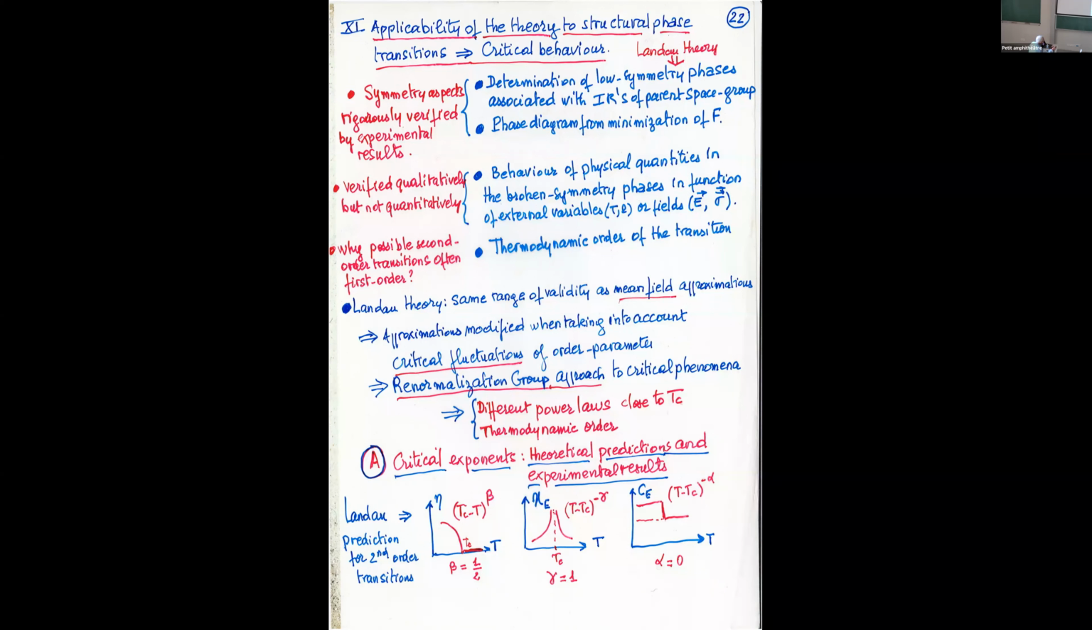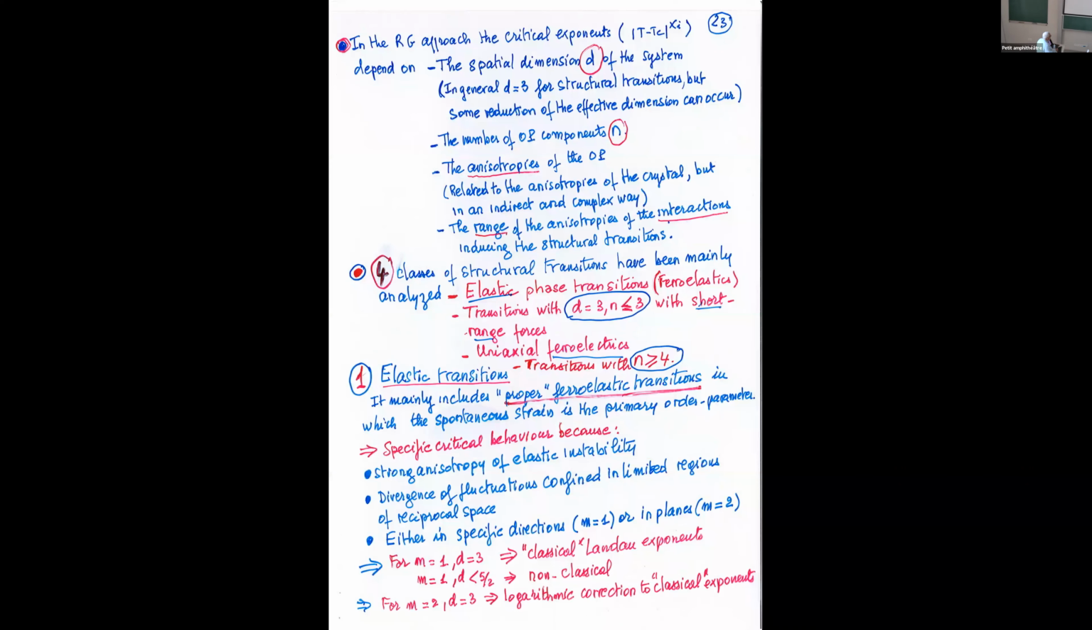So the critical exponents, let me just remind people who have no knowledge at all, are denoted beta for the order parameter, minus gamma for the susceptibility, and alpha for the specific heat.